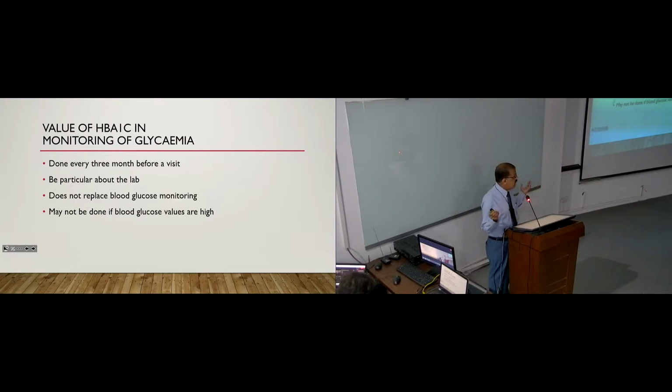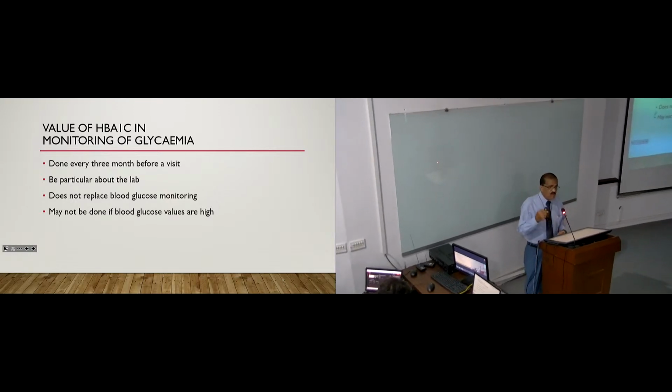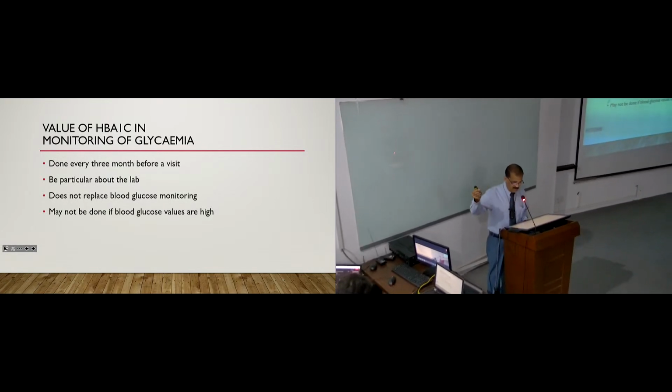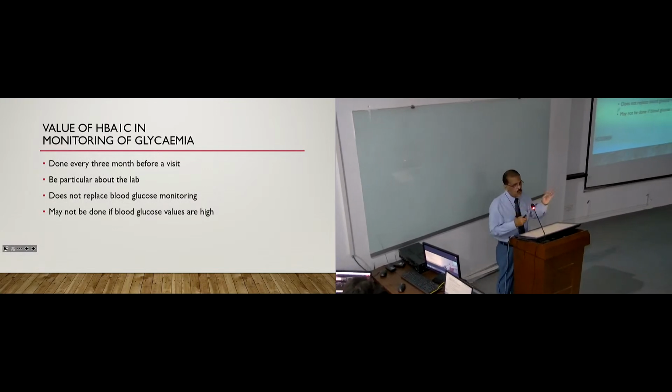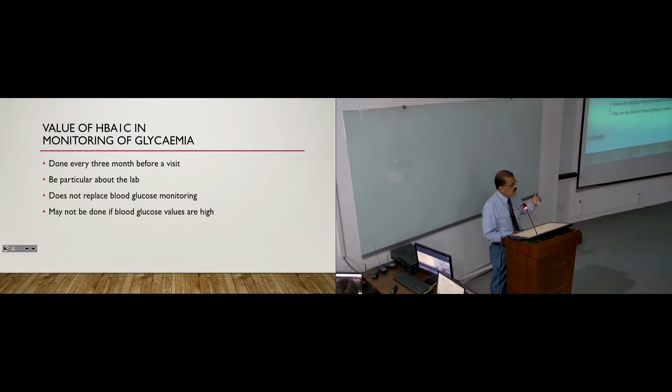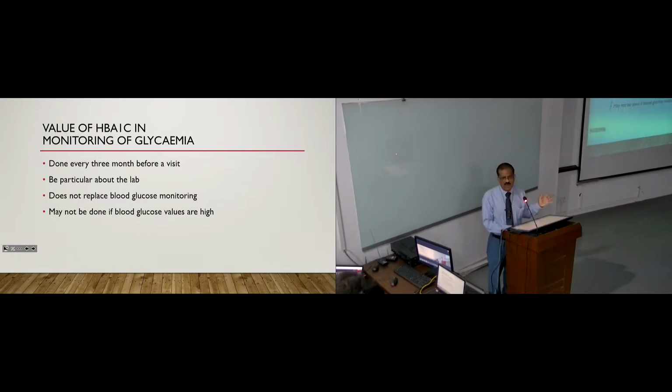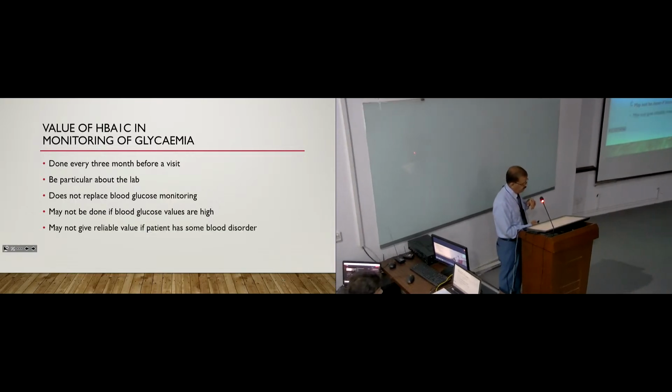HbA1c may not be done if blood glucose values are high. Now, you could actually have a different opinion. We want to know the glycemic status. If somebody comes to you and shows you 2 or 3 reports showing blood sugar of 230, 300, then I'm sure you're not going to get any additional information from HbA1c because you already know that your patient's glycemic control is pretty bad. So that is not the right place.